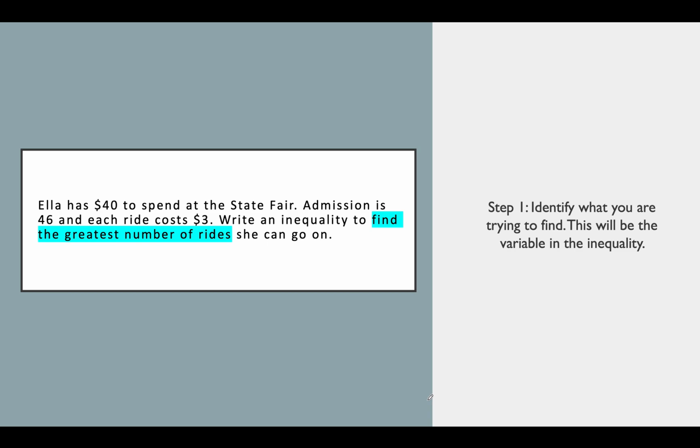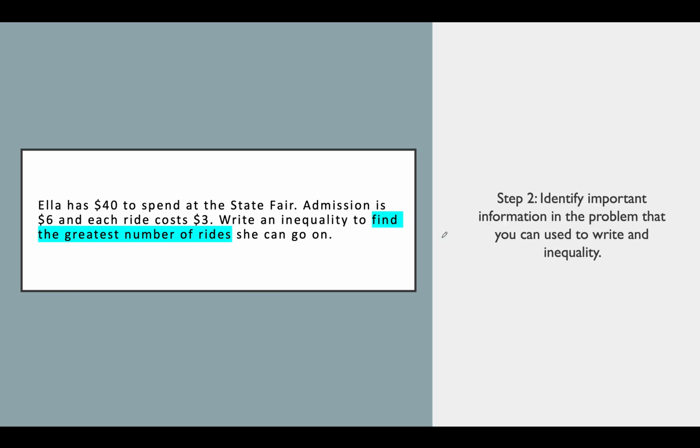We're trying to find the greatest number of rides. That's told to us right in the problem, so it makes it super easy. For us, we're going to use the variable r for the number of rides. Step two, identify the important information.